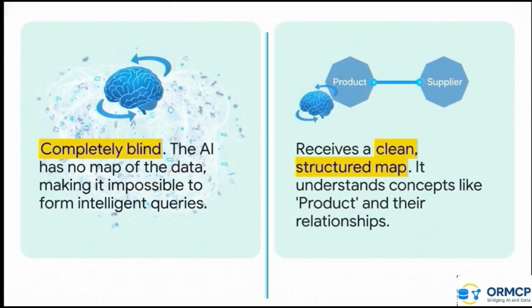And the difference this one step makes is just night and day. Without that initial handshake, that map, the AI is completely flying blind. It has no clue what a product is or that it might be connected to a supplier. It's totally lost. But with the object model summary, bam, it gets a clean, structured map. It suddenly understands these concepts, and most importantly, the relationships between them. This is the bedrock for any kind of smart conversation.